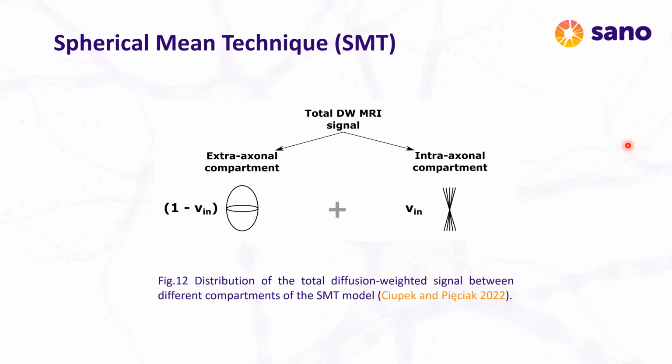And the SMT model makes it possible to bypass two limitations of the NODDI model. First, it does not require constraints on the values of microstructural parameters. And second, the fit of this model to data is independent of fiber orientation dispersion. So problems associated with crossing fibers do not arise in this case.